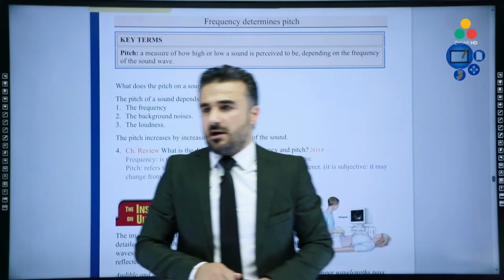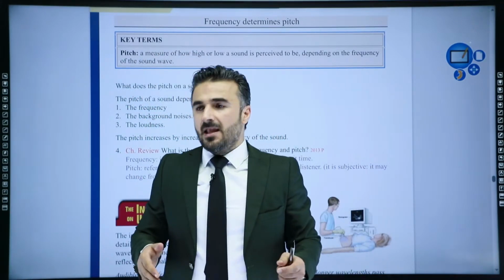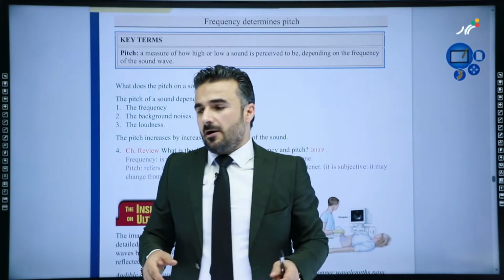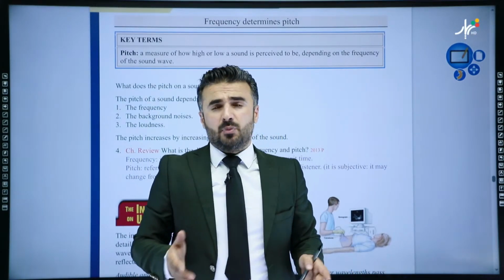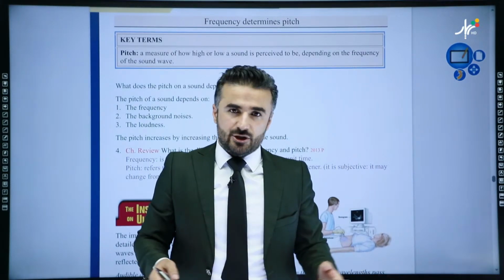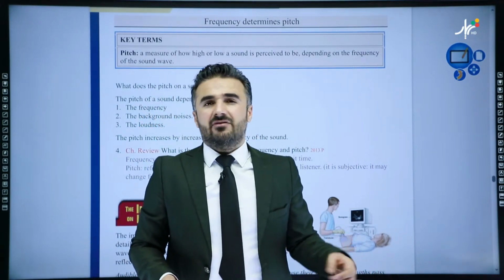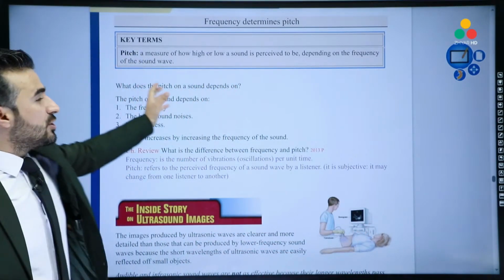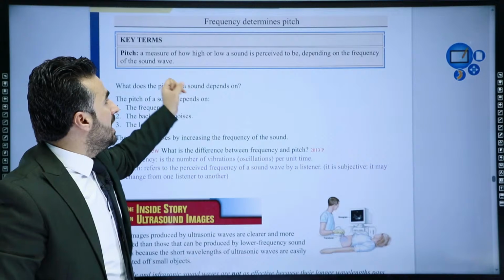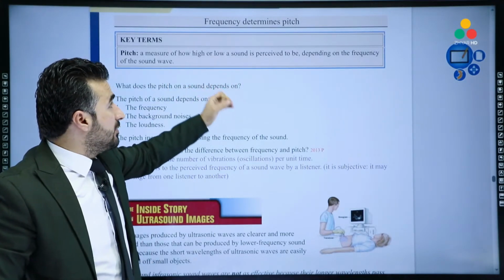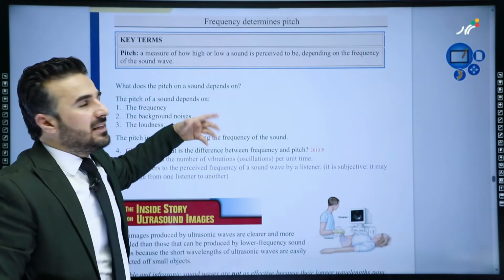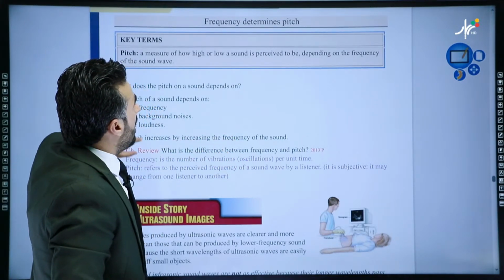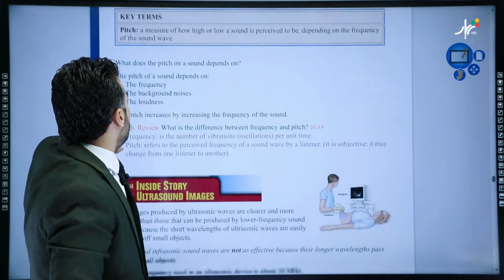Normally, the sound of men basically has a low pitch, so it is not that sharp compared to the sound of females in general, yeah? The sound of females normally has a higher pitch or higher frequency, right? So we can say pitch is a measure of how high or low a sound is perceived to be, the way that a sound is heard, depending on the frequency of a sound wave.